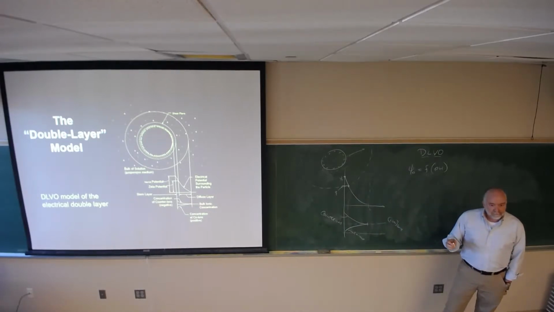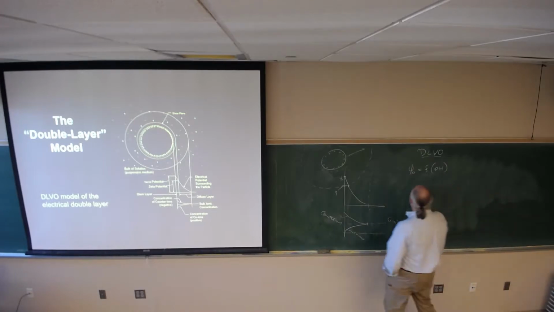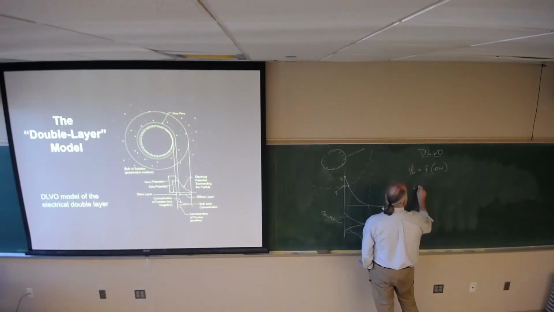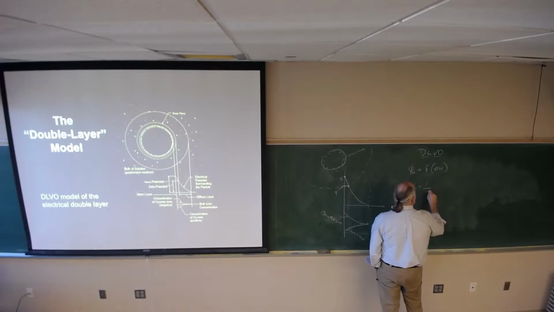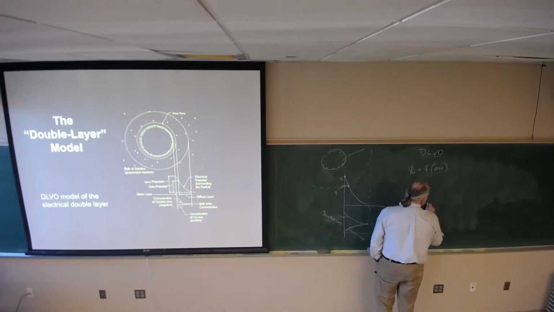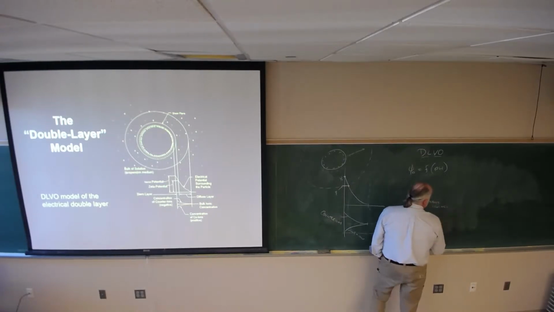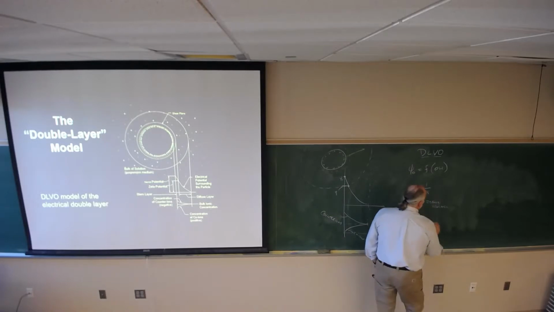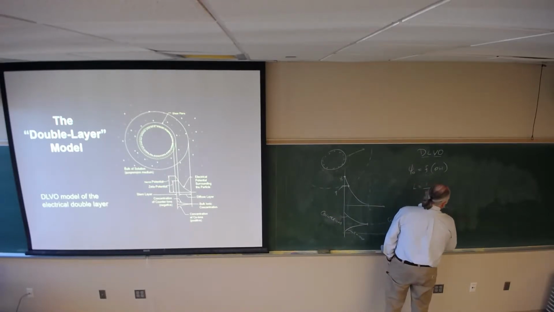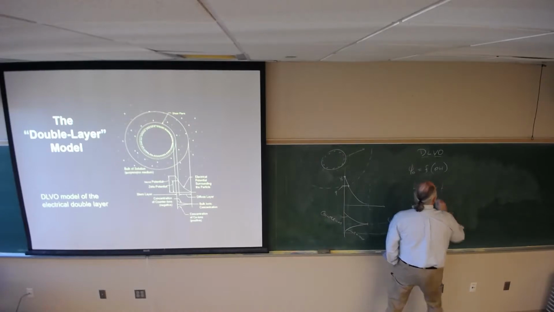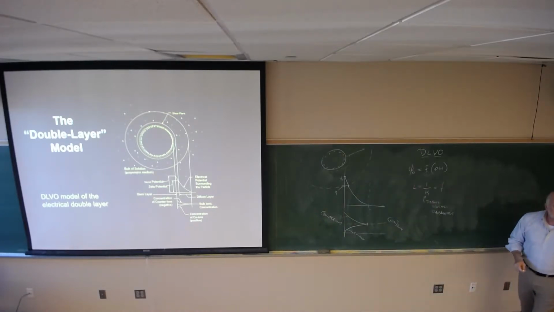Good with that? This is called L, the double layer thickness, which is 1 over kappa, which is the Debye length, or the Debye-Huckel parameter. And that is a function of, what is that a function of?